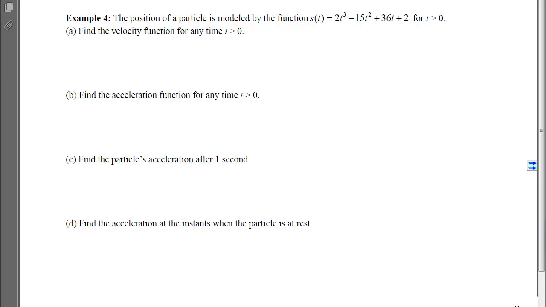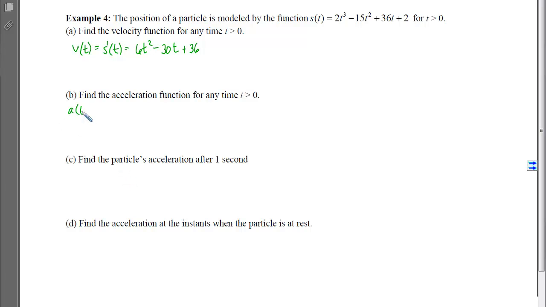For our last example, example 4, it involves an application of higher derivatives. So we've seen this before, but now we're wrapping back around to get the same thing again. The position is given by this function. I'm interested in the velocity. So the velocity, if you recall, is the derivative of the position, which will be a 6t squared minus a 30t plus a 36.